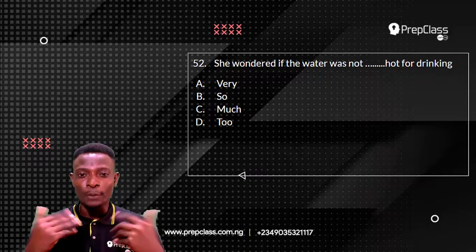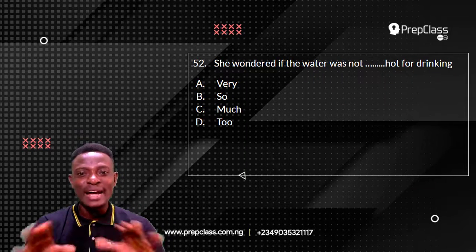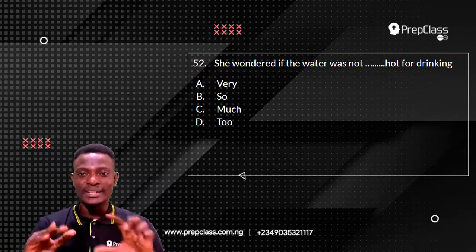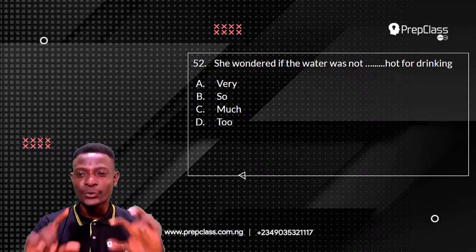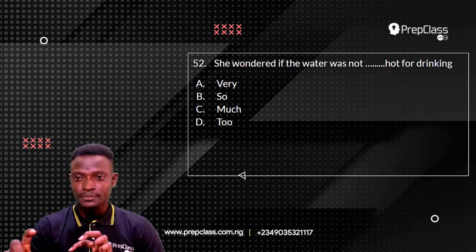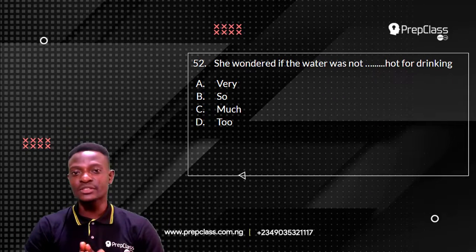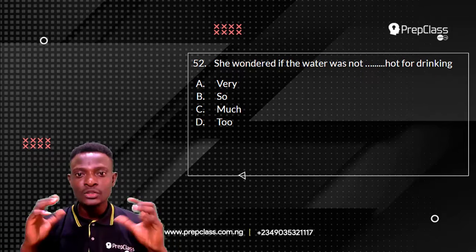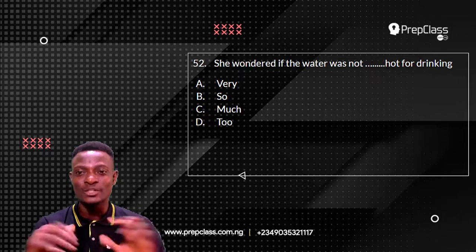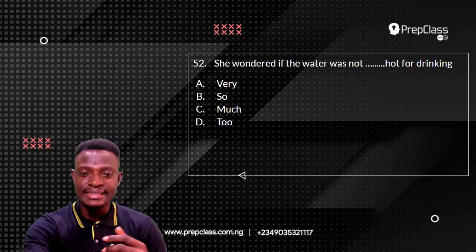Now, looking at these options, option C is not a possible answer to this question. She wondered if the water was not much hot for drinking. That is a wrong construction. So the answer to this question is between options A, B, and D. So which of these options is the best to complete this sentence?